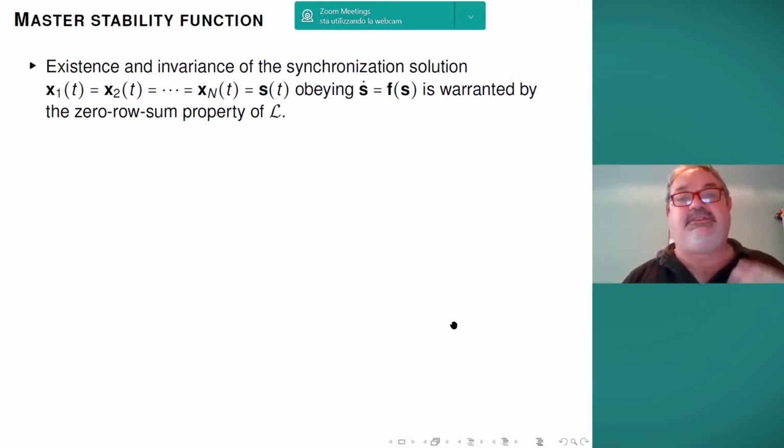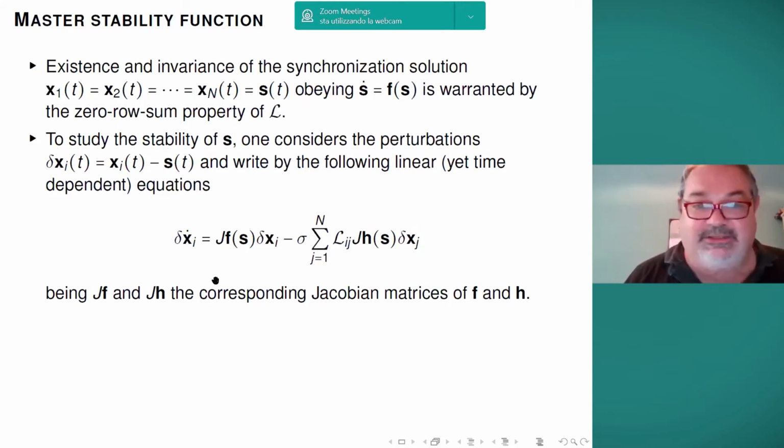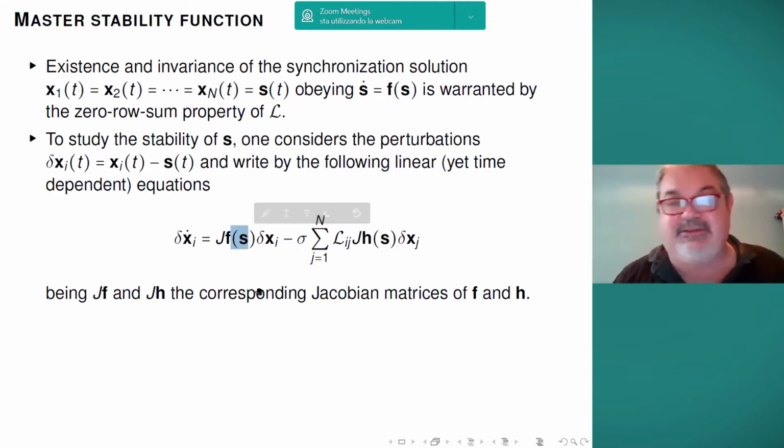And now you want to study the stability of the solution. That is, if you really see this solution. Okay, so if you want to study stability, one usually considers perturbations. That is, you consider these vectors delta xi, how far node i is from the synchronization solution. You write the linearized equation for such elements, which is nothing but putting Jacobians to the function f here, Jacobians to the function h here, calculating this Jacobian on the synchronization solution and applying it to delta xi.